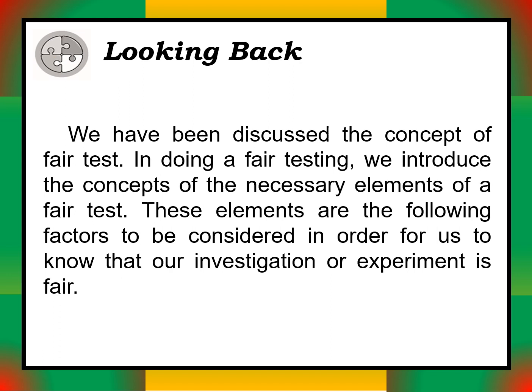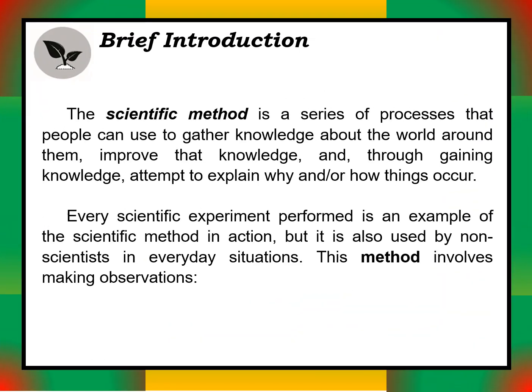We have discussed the concept of a fair test in lesson 1. In doing a fair test, we introduced the necessary elements of a fair test. Again, when we do a fair test, change only one thing and keep all other variables constant. The scientific method is a series of processes that people can use to gather knowledge. Remember, a series of processes. We do not just jump into a conclusion without doing a series of processes.